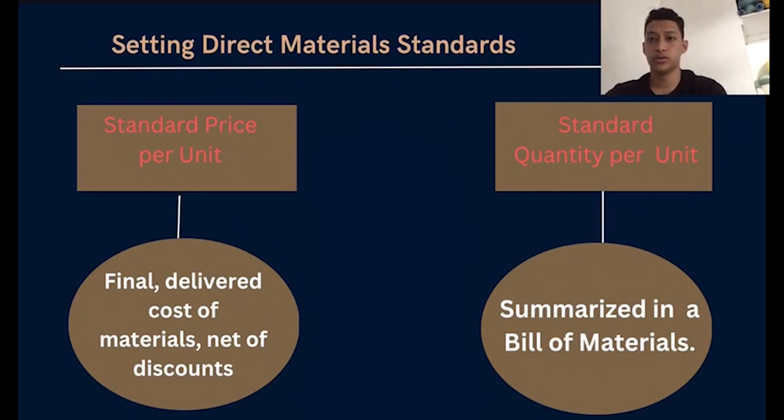Standard quantity per unit. The direct materials quantity standard is the quantity of direct materials that should be used per unit of finished good. Standard quantity would be the amount needed to meet the production design. A bill of materials is a list that shows the quantity of each type of materials in a unit of finished product.